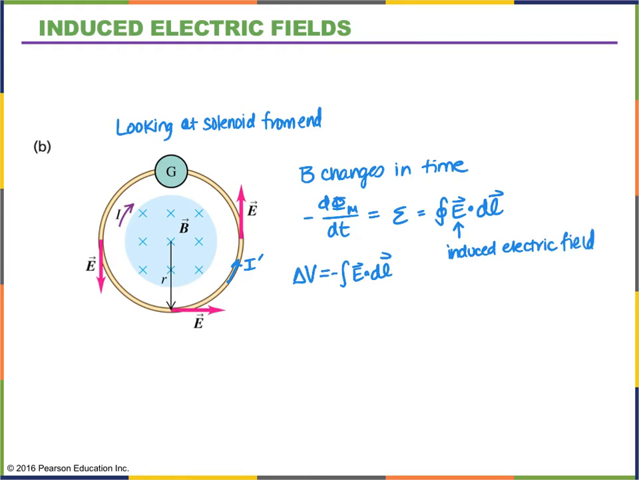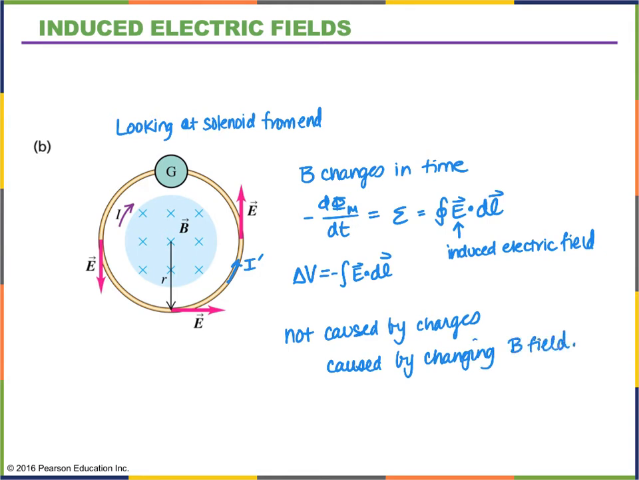Now, this field is not caused by charges, and it actually is caused by the changing magnetic field. Basically, at this point, what we're just doing is we're acknowledging that this electric field exists.